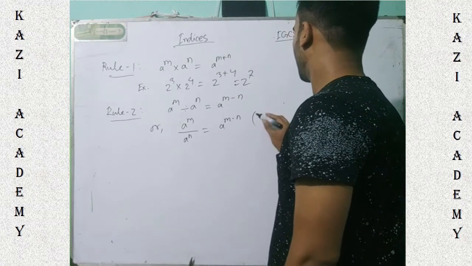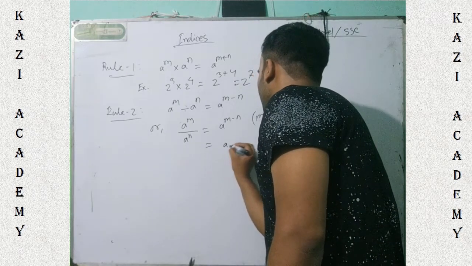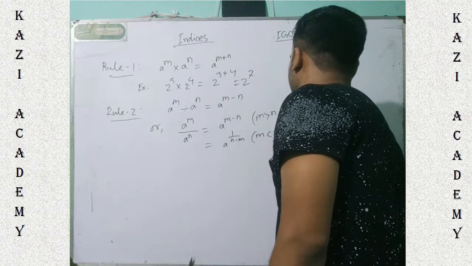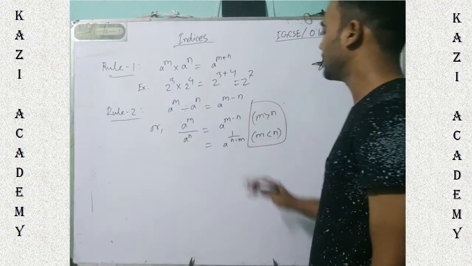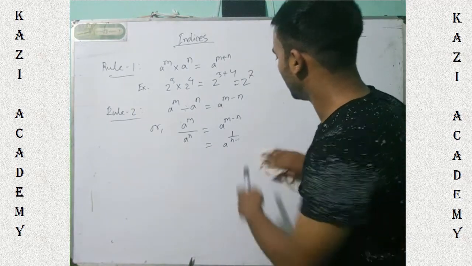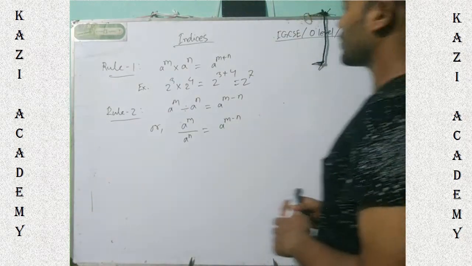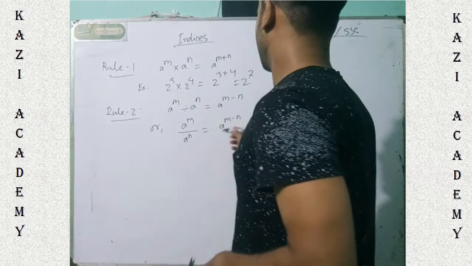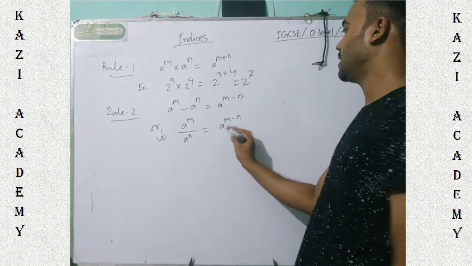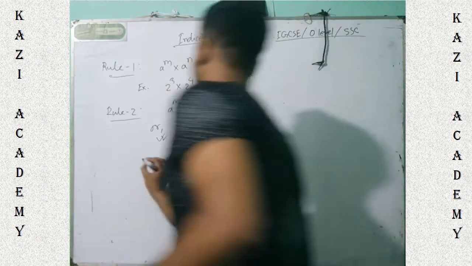m is greater than n, or another format a to the power 1 by n minus m when m is less than n. But ignore this for simplicity. You can ignore this formula for now, because another rule helps understand this part, which is known as the negative indices. So basically these are the formulas. Rule number 2, a to the power m minus n.